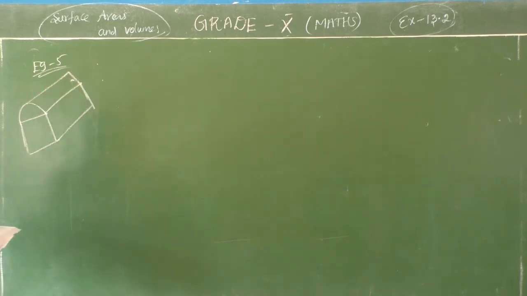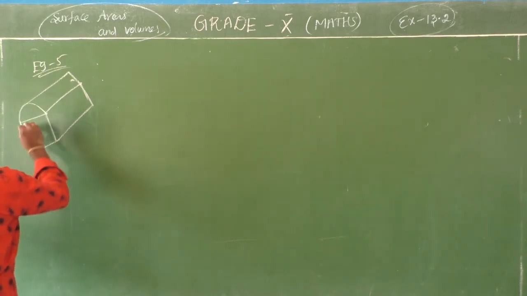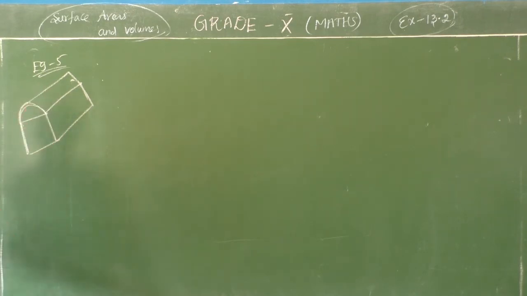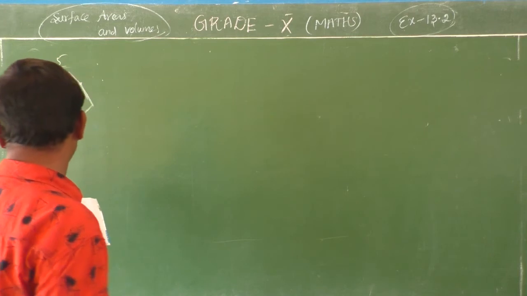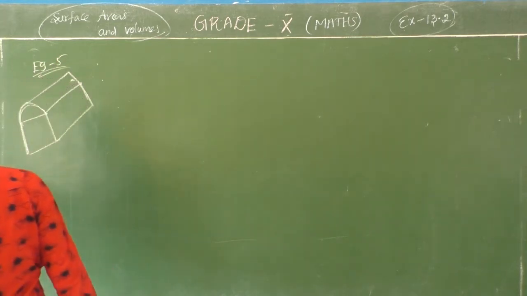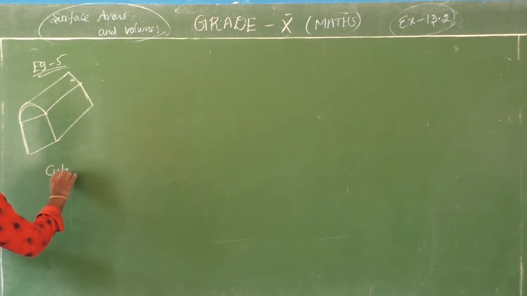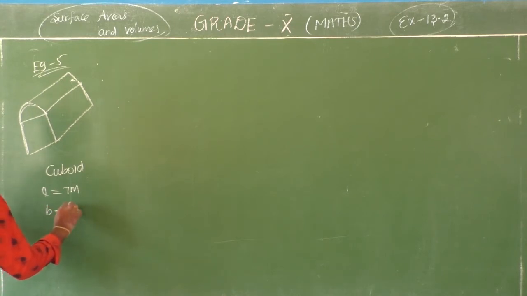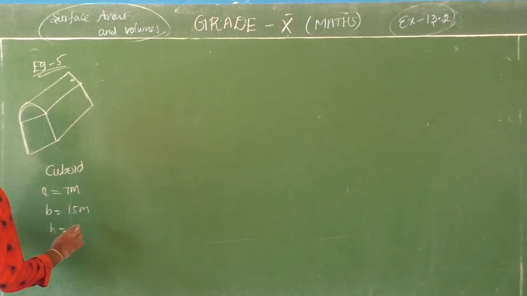So it has a shape like this. So this shape is a cuboid surmounted by a half of a cylinder. Okay, students. So first, listen carefully. The dimensions of the cuboid portion: length L is equal to 7 meter, breadth B equal to 15 meter, and height of the shed H is equal to 8 meter.